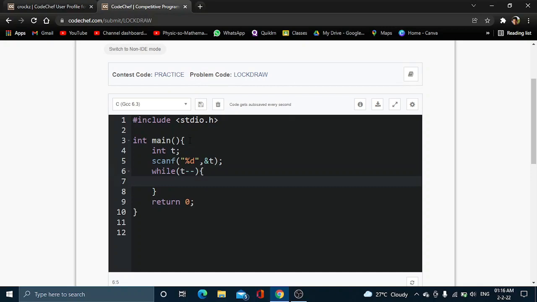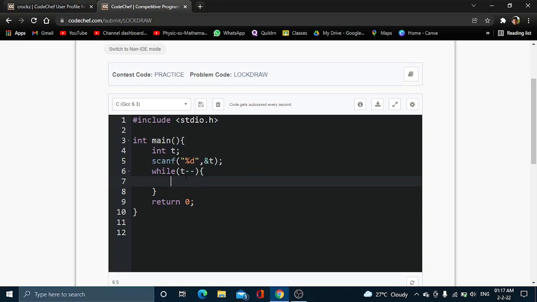It should run 3 times, like the sample input was 3, so 3 times it should run. If I put the value of test cases as 4, the loop should run 4 times. That is the reason I'm putting a while loop. And t minus minus: suppose the t value is 3. Since t has the value 3, in C language, in test conditions, all values apart from 0 are treated as true. So 3 will be treated as true and it will go inside the loop.